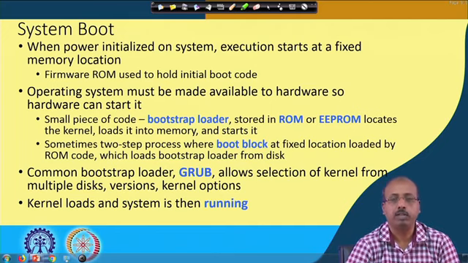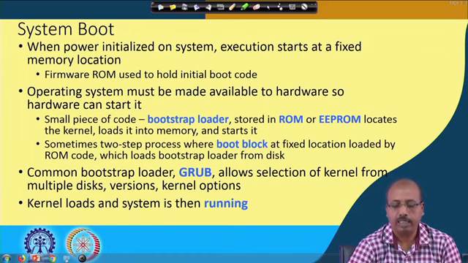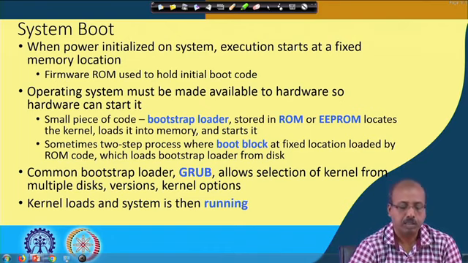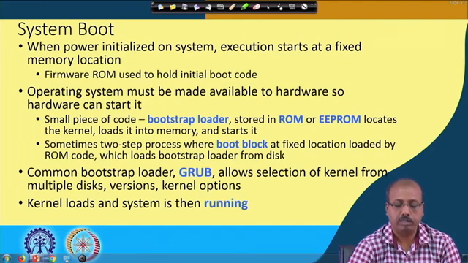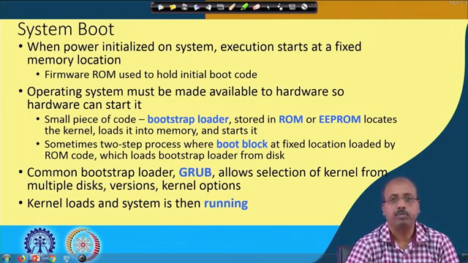If you are trying to make it a boot disk, then at a particular sector it will write some booting information, and that disk can be used for booting the system, because the bootstrap loader will access that particular sector and load the portion from there into main memory. A common bootstrap loader is GRUB. It allows selection of kernel from multiple disks, versions and kernel options.